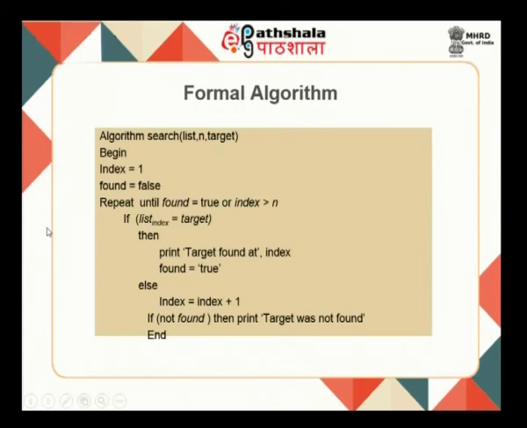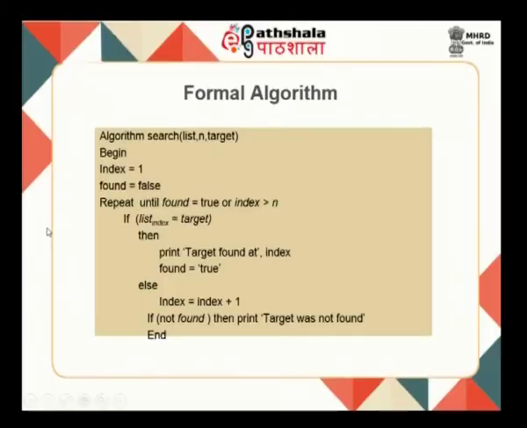So, you can check the formal algorithm now. The formal algorithm says: algorithm, then the algorithm name I am putting as search, and the input parameters are a list of n elements and also the target. Begin and end are the keywords, under which I am setting index equal to 1, then initially I am setting found equal to false. Then I am starting the condition, checking the target with all the list elements, and I keep on doing that till the target is found or not. So, this is how the formal algorithm looks.